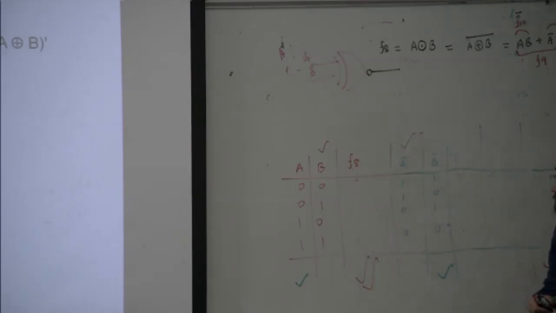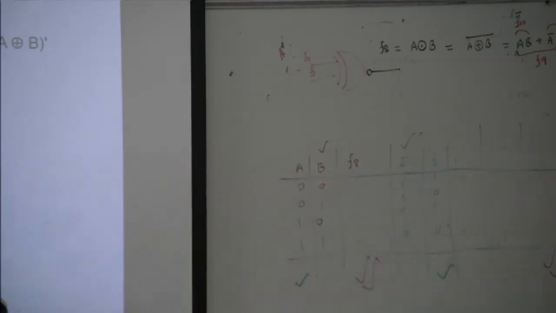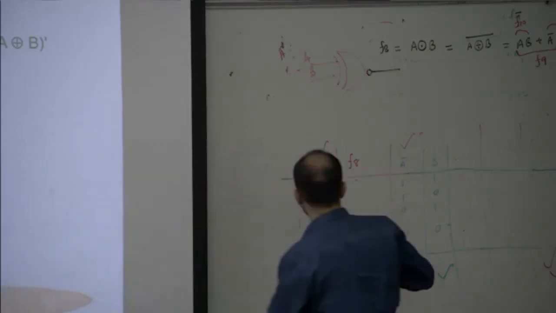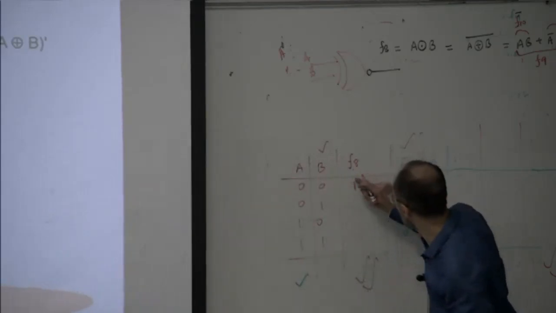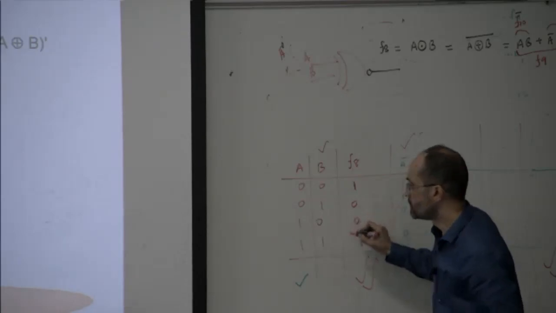The exclusive NOR gate is also an equality gate. If the two inputs are the same, the output will be 1. Same input, the output is 1. And different inputs, the output is 0. So now these are the same inputs, so this output is 1. Same input, the output is 1, and different inputs, the output is 0.